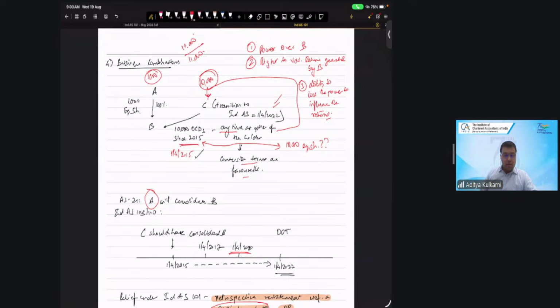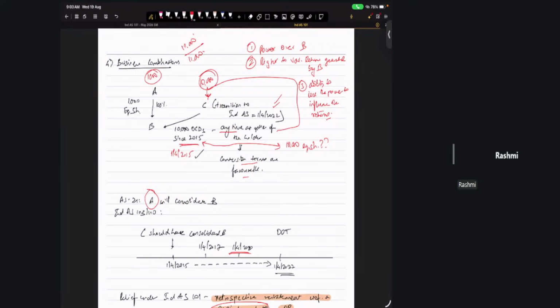AS21 will ask, did you convert? C will say, no, sir, I did not convert. Then you stay in the corner. A, you consolidate B. This is how AS21 operates. Did you understand? Yes, sir.